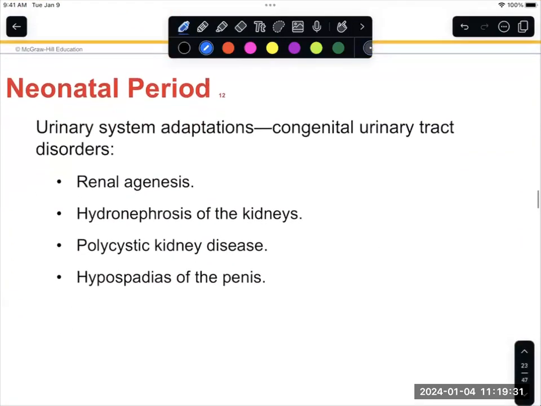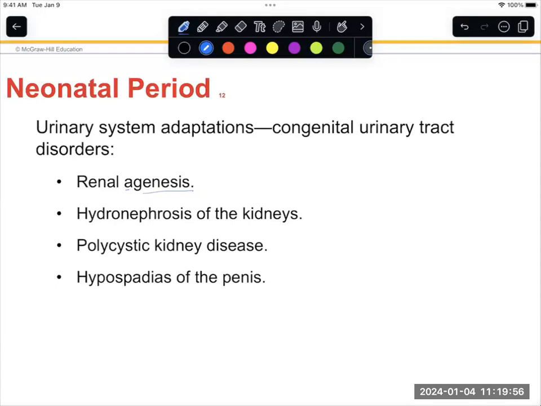So let's look at urinary system adaptations or congenital urinary tract disorders. Renal agenesis: a means without, genesis means creation. So when one or both kidneys are absent. I have renal agenesis. I was only born with one kidney. It happens.